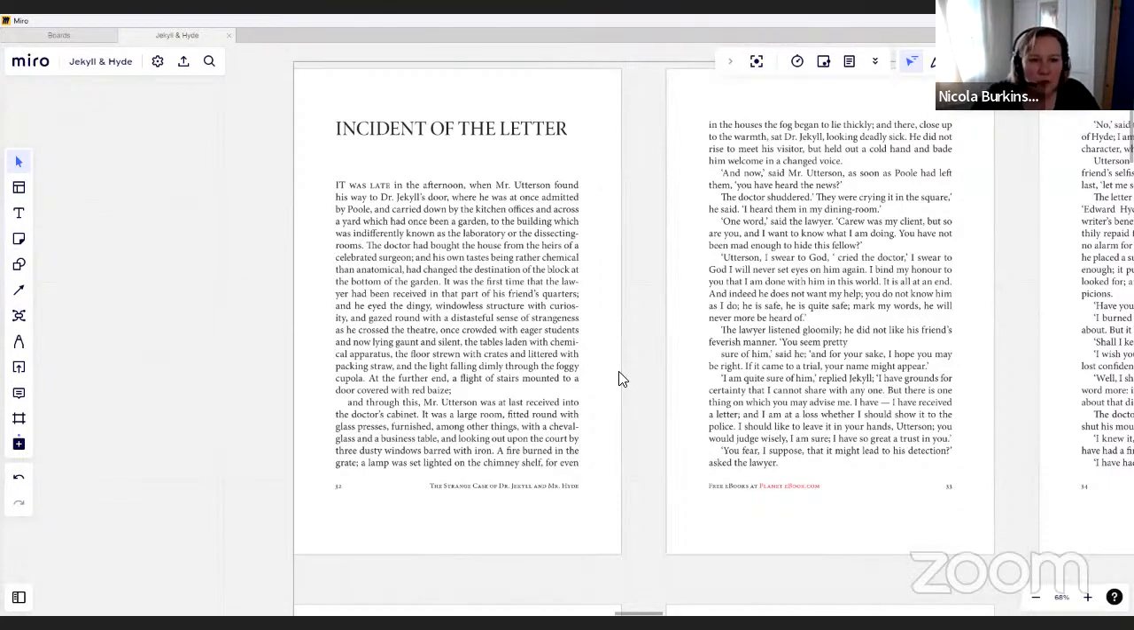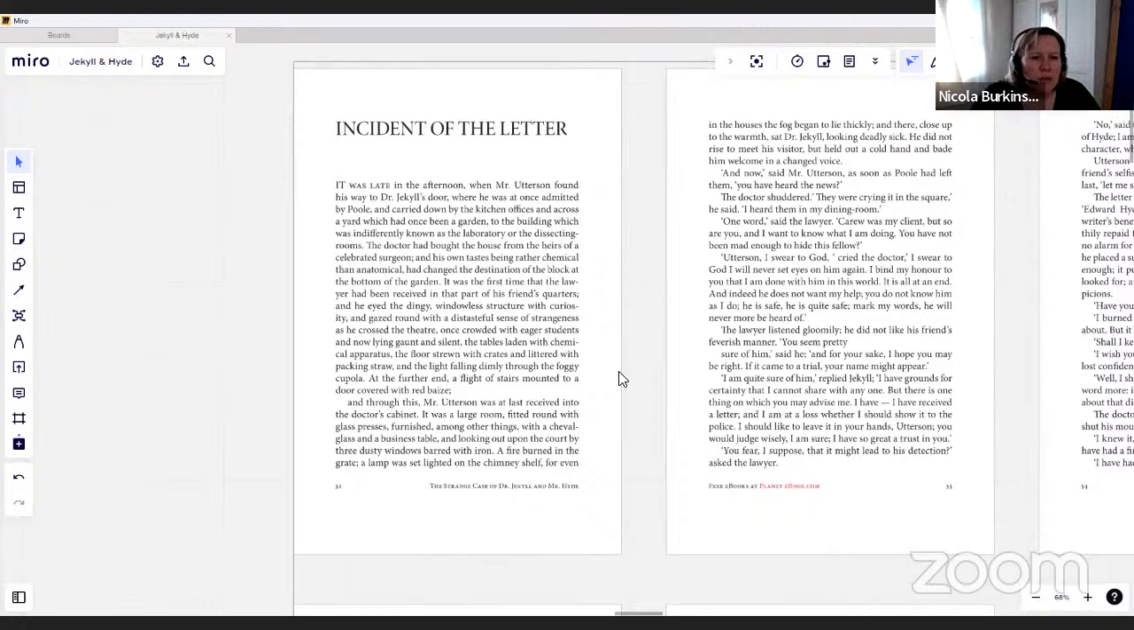So it was late in the afternoon when Mr. Utterson found his way to Dr. Jekyll's door, where he was at once admitted by Paul, and carried down by the kitchen offices and across a yard which had once been a garden to the building which was indifferently known as the laboratory or the dissecting rooms. The doctor had bought the house from the heirs of a celebrated surgeon, and his own taste, being rather chemical than anatomical, had changed the destination of the block at the bottom of the garden.